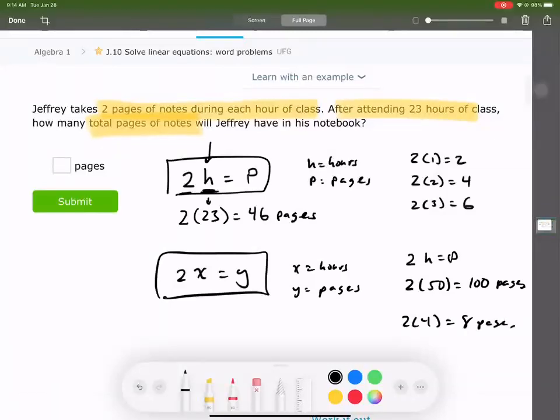And this is so much better than us going down the list. 2 times 4 is 8, 2 times 5 is 10, and just counting downward till we hit 23 hours. Okay? Writing this as an algebraic equation allows us to plug in and solve for it. Hopefully I've convinced you slightly, at least, that this would be a good idea.